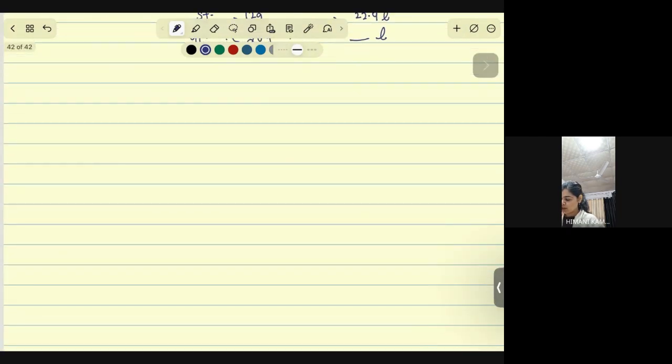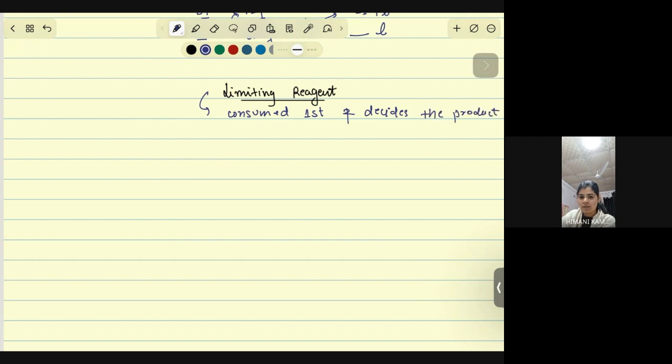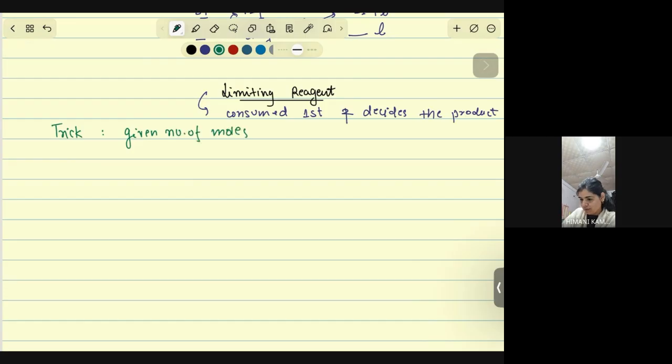So now we will start with limiting reagents. Okay, 10 minutes are left. The limiting reagent is the reagent which gets consumed first and decides the product. To determine which is the limiting reagent, there is one trick: just divide the given number of moles by stoichiometry. Whosoever value is less, that will be the limiting reagent.